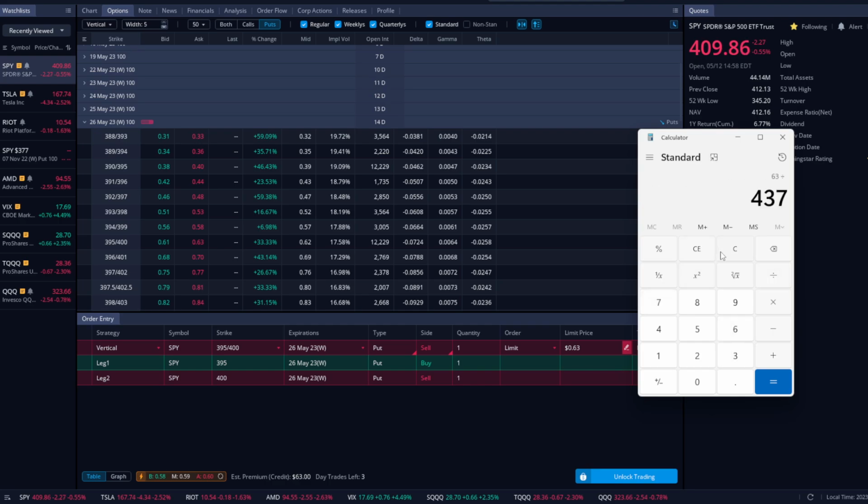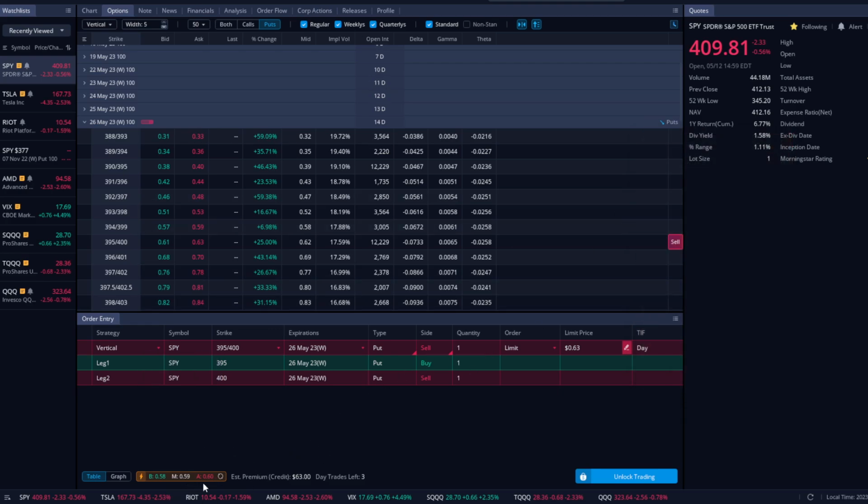divided by 437. That is our return on risk. It's a 14% play here for a couple weeks, 2 weeks out, 14%. So that's that. And that's pretty much it. So you would sell it, it would enter it. However, determining if you get filled or not.